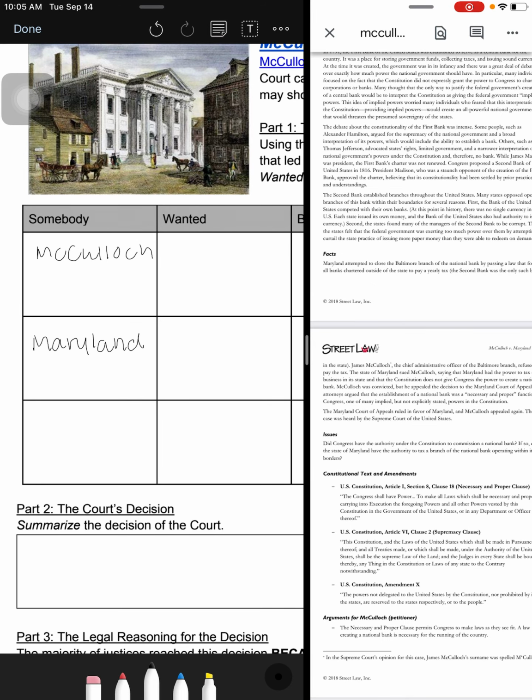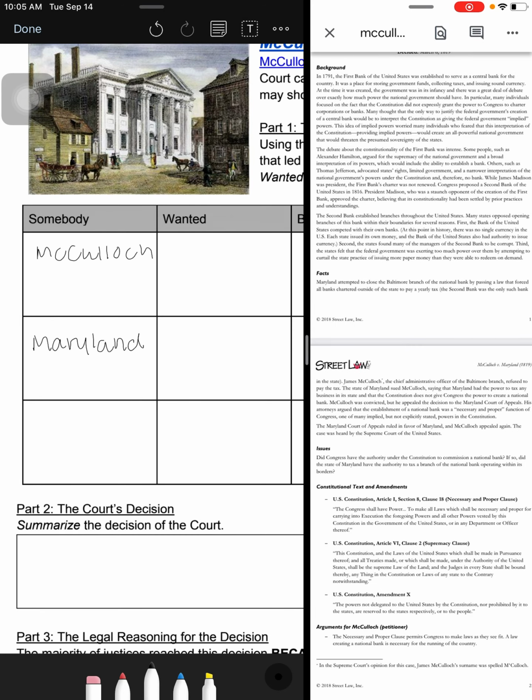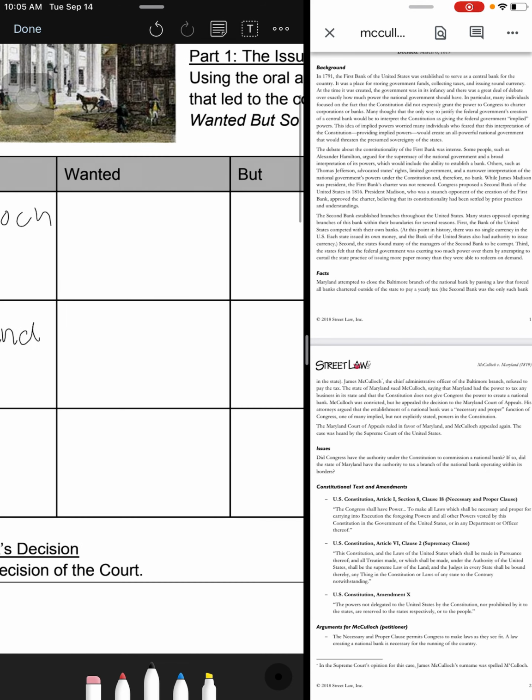It says here that Maryland attempted to close the Baltimore branch of the National Bank by forcing all banks outside of the state to pay a yearly tax. I can also assume that Maryland was one of the many states that opposed opening branches of the bank. So we'll go with that. So Maryland, what did they want? Maryland wanted to close the Second National Bank, we'll say.